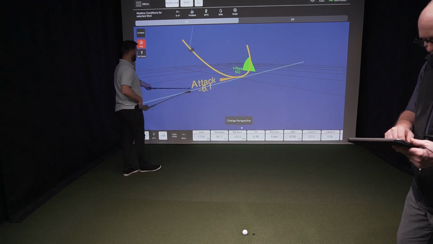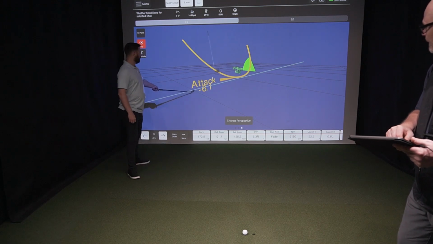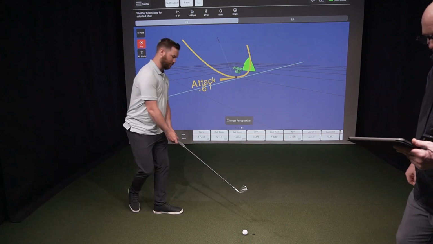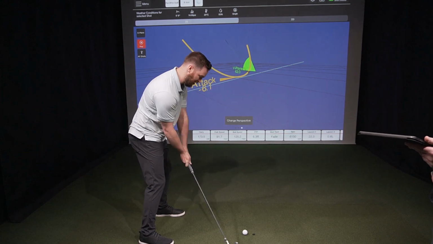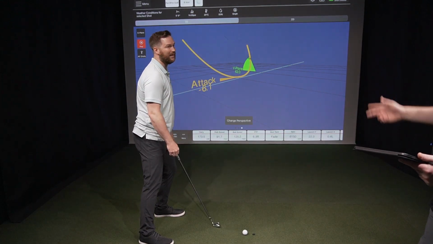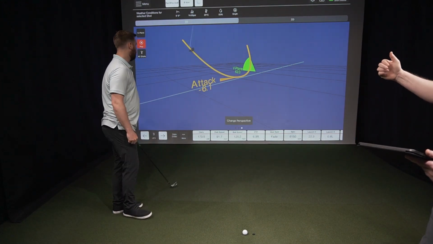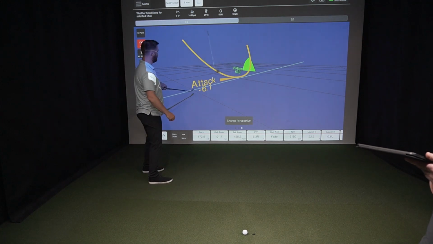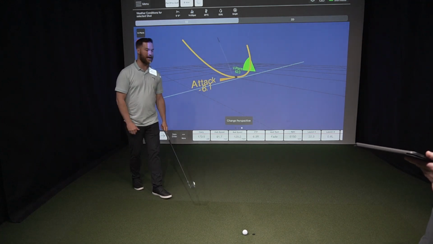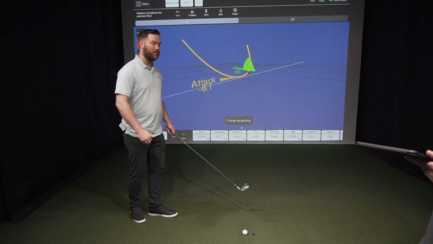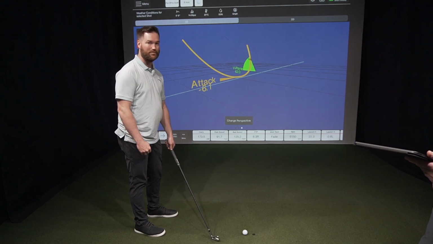So from this angle we see the attack, right? That's your angle of attack. That's what angle the club is coming down into the golf ball. And that's negative 6.1 degrees. Negative means that the club is coming down, which is the way you want it with an iron. That's the way it's always going to be with an iron.